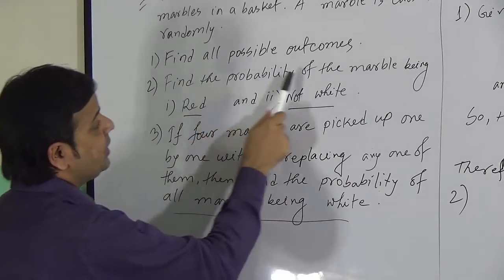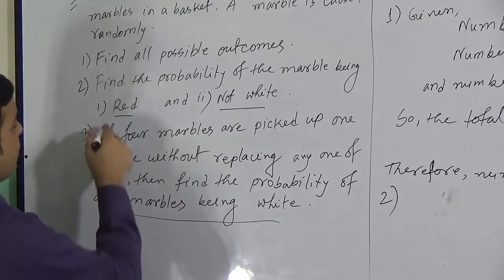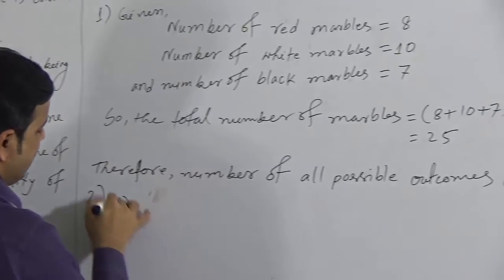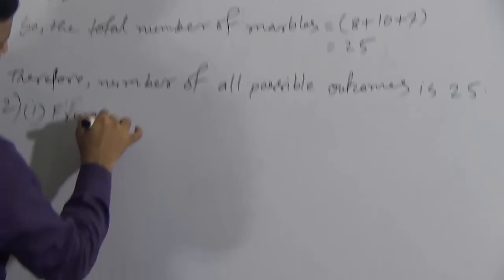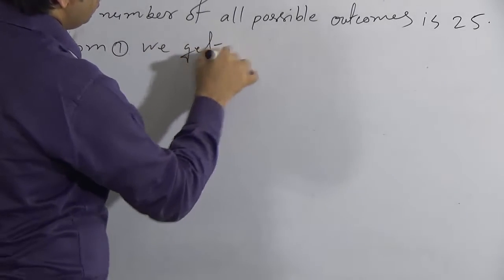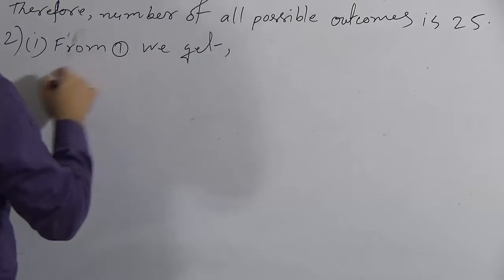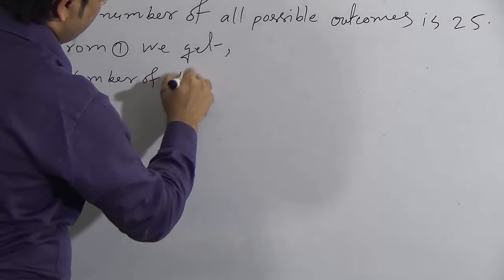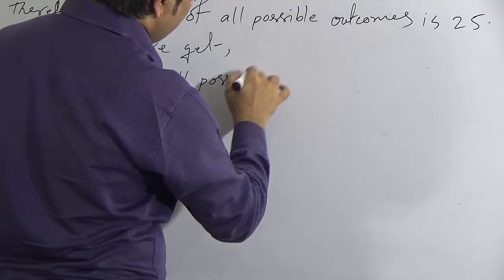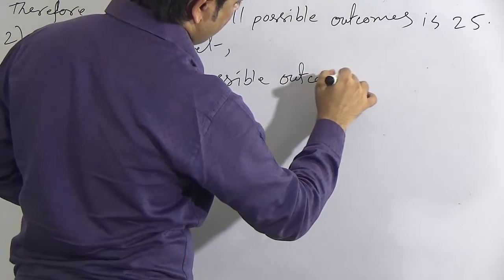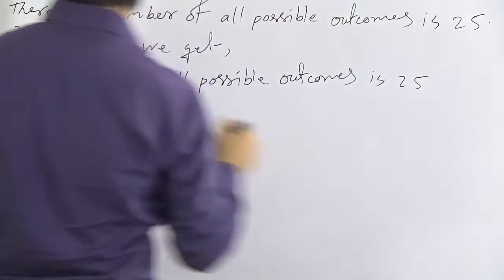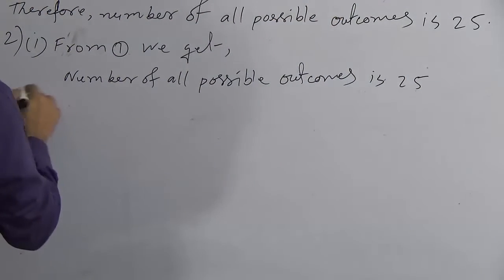Question 2, find the probability of the marble being red in case of first part. What we need to determine here, in case of first part, we have to write here from 1 we get total number of outcomes or all possible outcomes, number of all possible outcomes is 25, given.